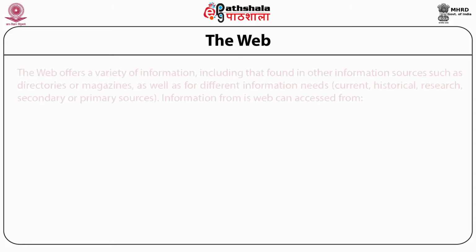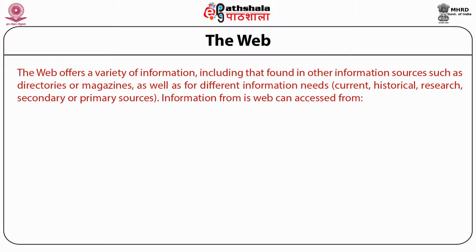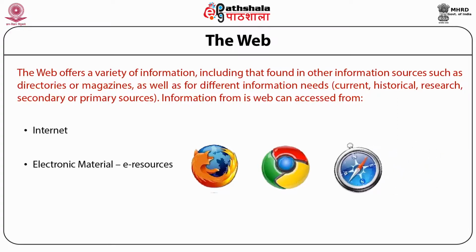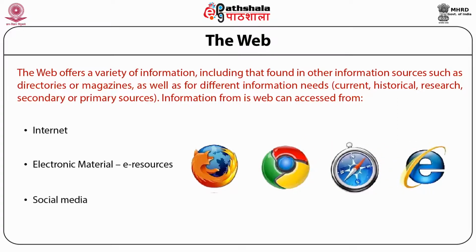This is because the web offers a variety of information, including that found in other information sources such as directories or magazines, as well as for different information needs, which could be current, historical, research, secondary, or primary sources. Information from the web is accessible through the internet or electronic material, that is e-resources or social media.